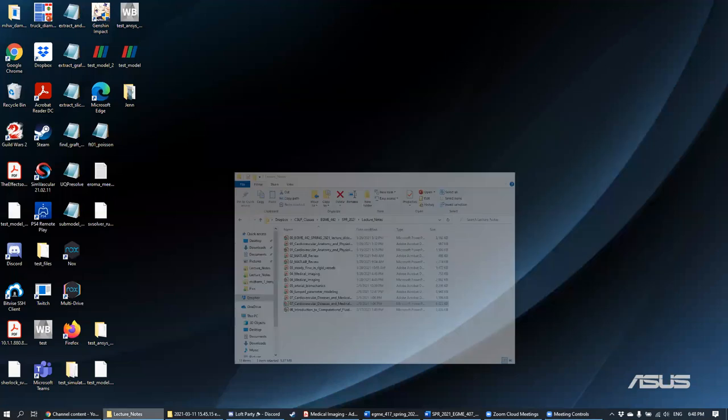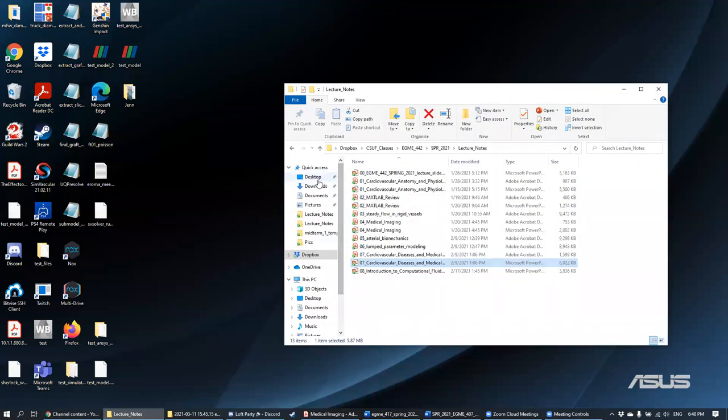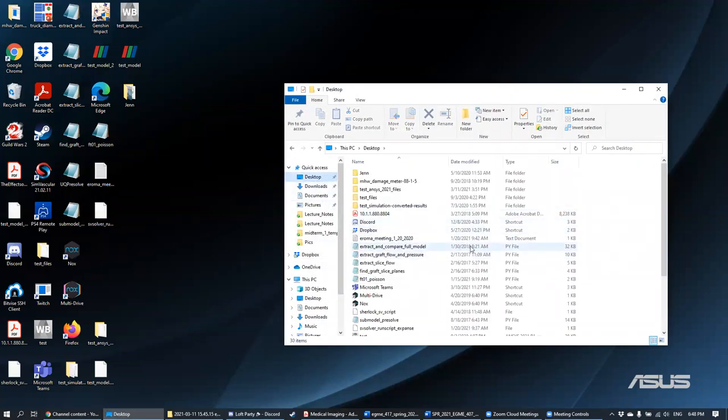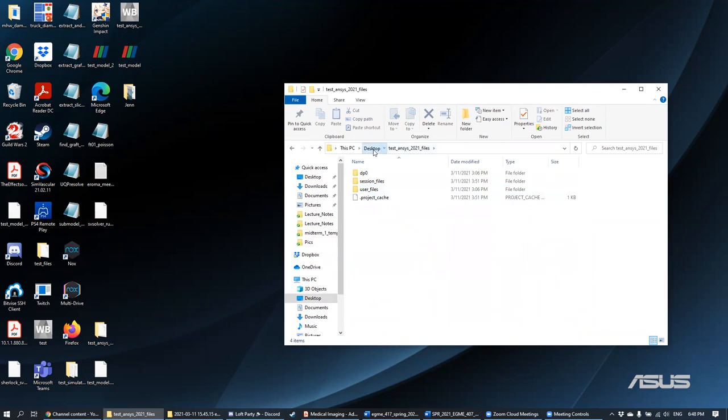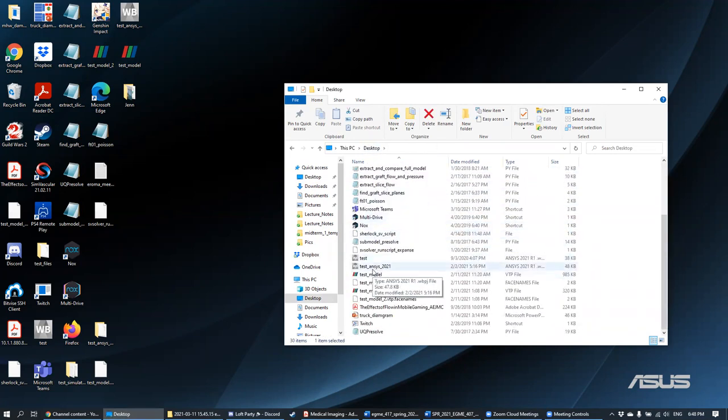Actually, let me show you what I'm talking about. Let me share my screen again. I actually saved this one on my desktop too. My project is called Test ANSYS 2021, which I think is from the first activity. This is the folder which has all the files, and you don't want to open this one. There should be an ANSYS project file right here.